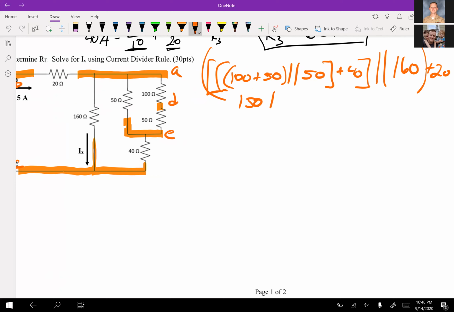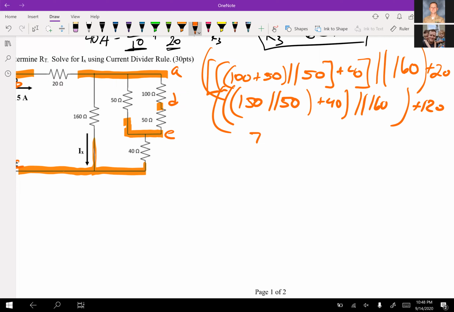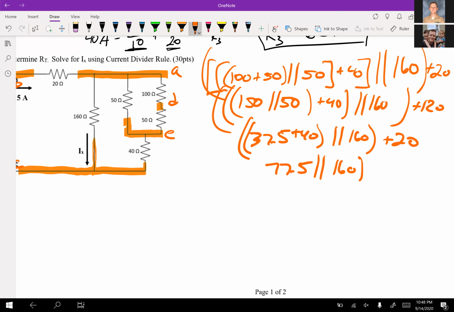Simplify: 150 paralleled with 50, plus 40 paralleled with 160, plus 20. That's 37.5 plus 40 paralleled with 160, plus 20. Then 77.5 parallel with 160, plus 20. That's 52.12 plus 20, and our R total comes out to 72.12 ohms.